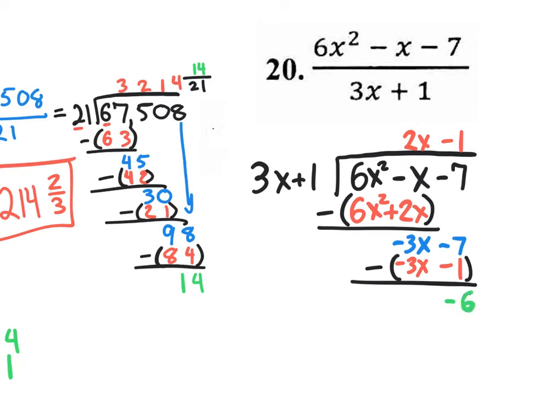But what else? Well, yeah, that negative becomes positive, that cancels out. So that's all there is. So that's the remainder, negative 6. So what's my final answer here?